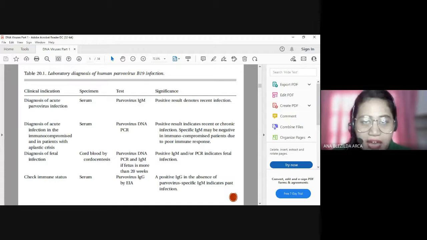Definitely, if you are IgM positive, then you have a recent infection. If you are DNA positive, meaning you did a PCR and found the DNA of the virus, you're going to correlate that with the IgM. If you are DNA positive and IgM positive, it means that you have a recent infection, so, acute infection.